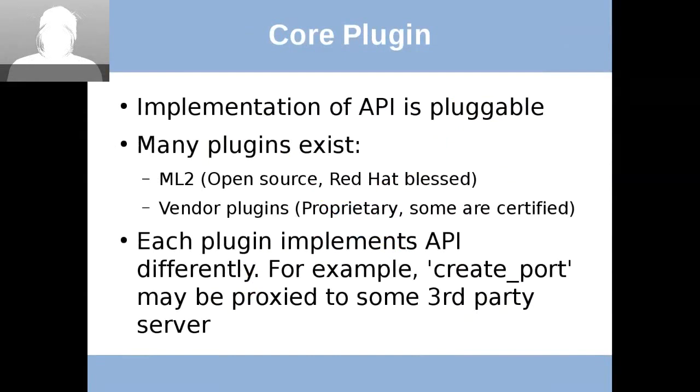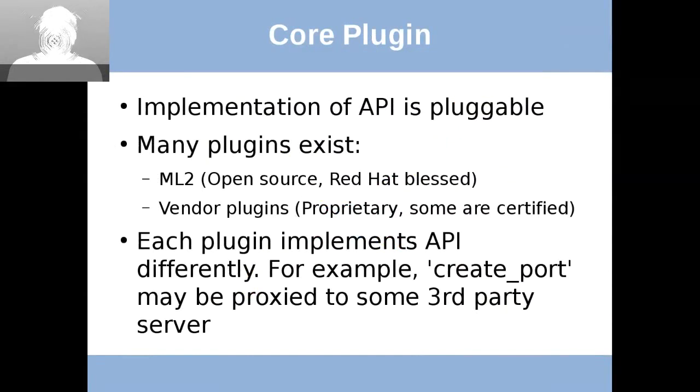Next slide. So everything that we talked about until now was specific to the open source plugin, meaning that Neutron is basically pluggable. So you could have many plugins implementing the API, in this specific example, create port. So you can choose a plugin, and each plugin implements the API very differently. So we have many plugins.